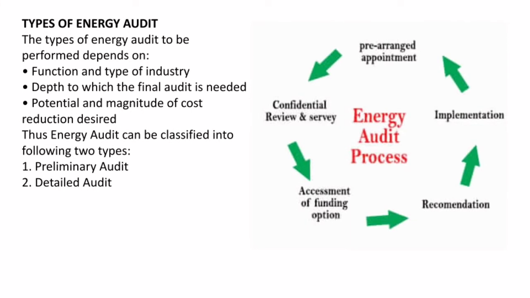Types of energy audit. The type of energy audit to be performed depends on the function and type of industry, the depth to which the final audit is needed, and the potential and magnitude of cost reduction desired. Depending on all the above, we can make two classifications of energy audit, the preliminary audit and the detailed audit. So here in the figure we can see a simple process of energy audit. Initially we have a pre-arranged appointment, then a confidential review and survey, then assessment of funding options, then recommendation, and then finally implementation.